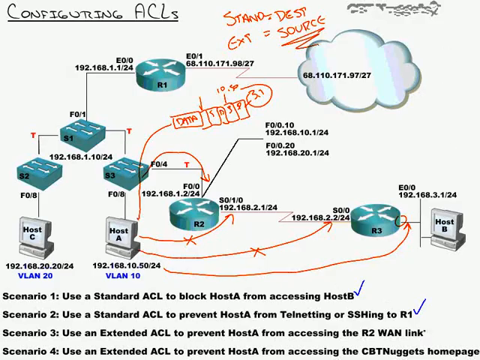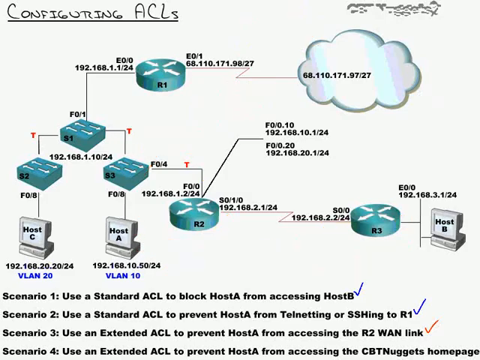So, scenario 3. We can put a red check on that guy. We are good. Last but not least, we'll hit scenario 4, and then I'll show you some of the tips and tactics and tricks of access lists. Scenario 4 says, use an extended access list to prevent host A from accessing the CBT Nuggets homepage. Now, why you would ever want to do anything like that is beyond me. But we'll go ahead and do it for this example, then we'll immediately remove the access list and forever revoke any such policy.